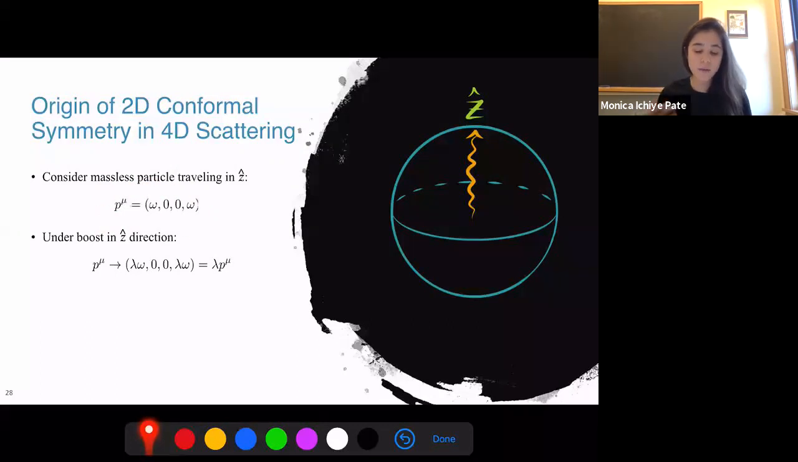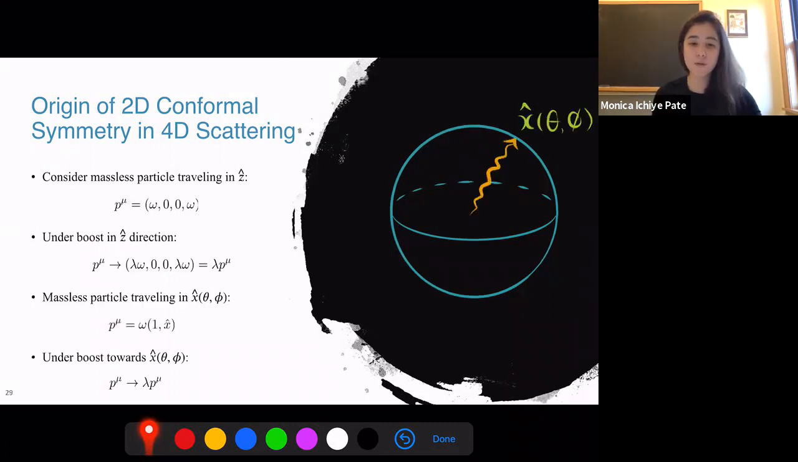So now let's consider how this momentum transforms under a boost in the z direction. Under such a boost, it will still point in the z direction, so without loss of generality, we can write the third component as being proportional to the original third component. And since it's massless, p squared is 0, so this fixes the time component to also be proportional to the original time component. Thus, a boost in the z direction acts on a four-momentum pointing in the z direction by an overall rescaling.